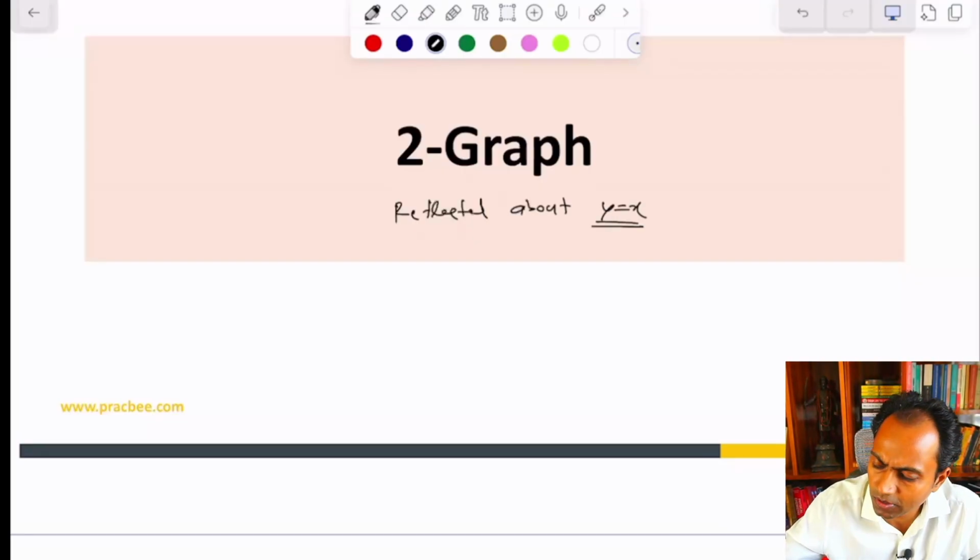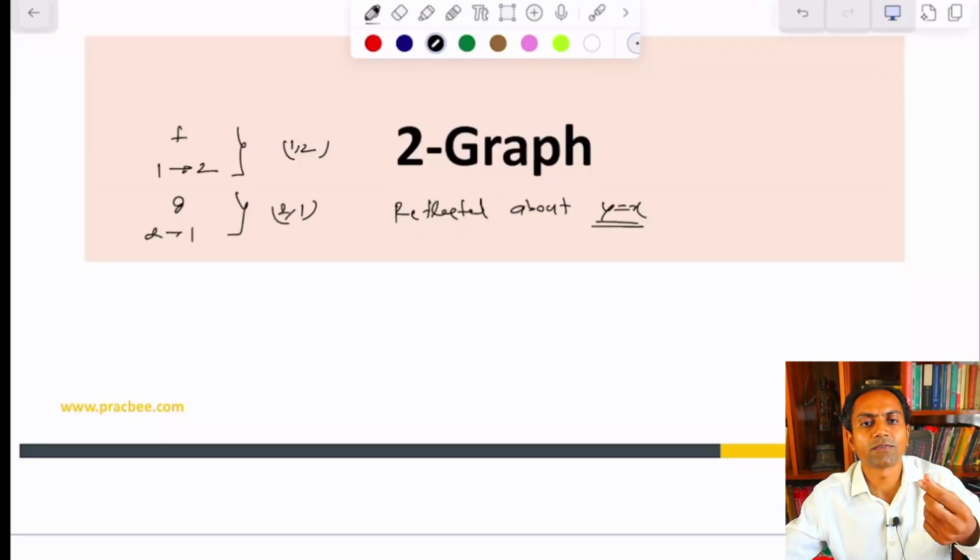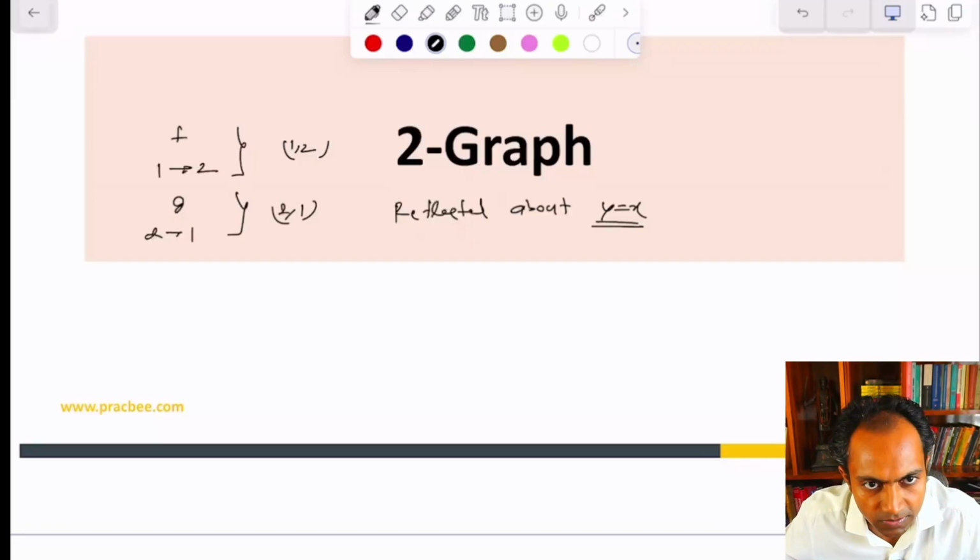Why is it happening? Because if you substitute 1 and it was mapped to 2 in function f, the same mapping will become (2, 1). So if there is a point (1, 2) on the graph, that becomes the point (2, 1) on the graph. That is exactly like taking the reflection of a point over y is equal to x.